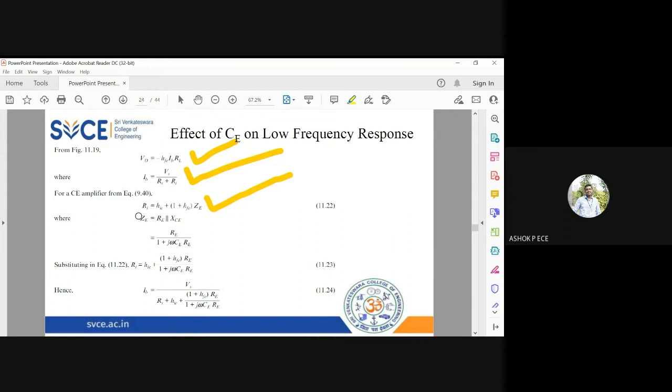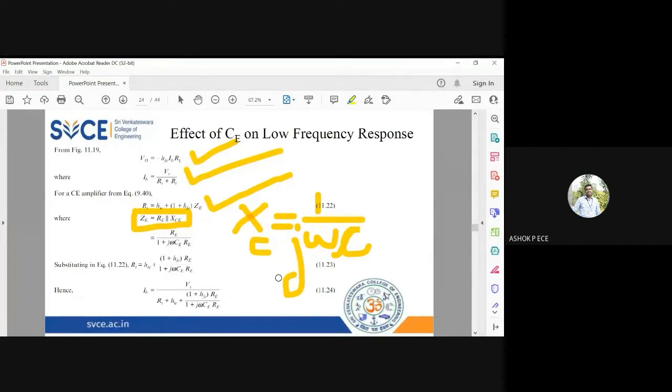What is ZE? Parallel combination of RE and the reactance of the capacitor. The capacitive reactance XC is given by 1 by omega C. So you apply the parallel formula. So RE into 1 by j omega C divided by RE plus 1 by j omega C. So when you take LCM, you get RE by 1 plus j omega CE into RE. So this is the reactance present at the emitter side of my transistor.